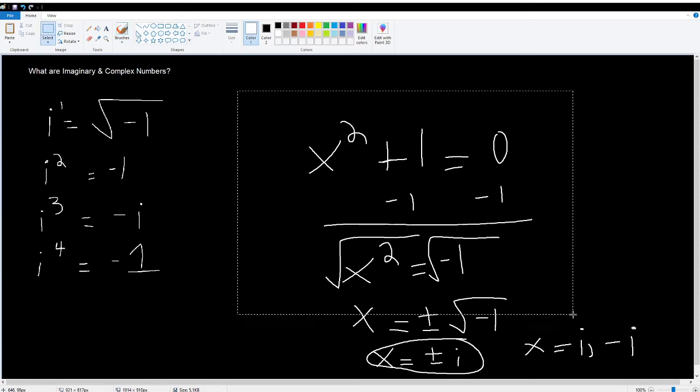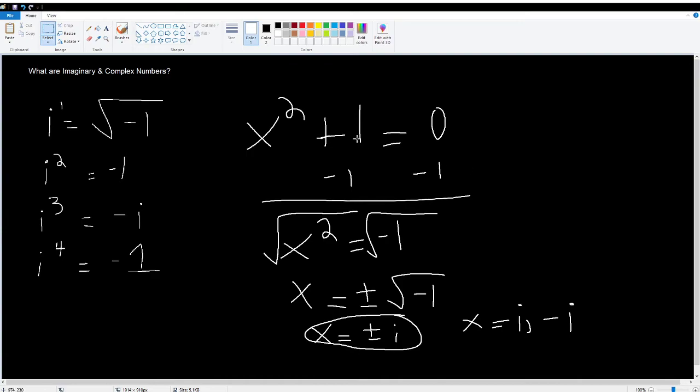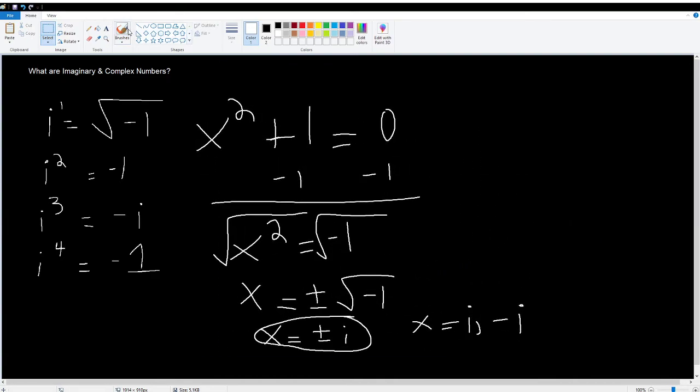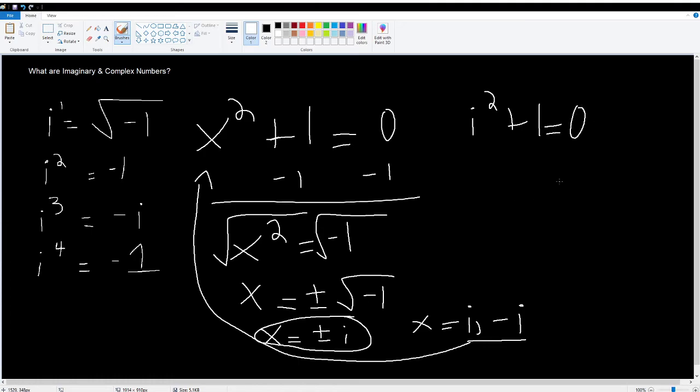So let's check that. You say x is equal to i or negative i. How do I know that's true? Well, I can plug these values back into the original problem. So let's check for i. This is basically saying i squared plus 1 is equal to 0. Remember what i squared is? It's negative 1. So I have negative 1 plus 1 is equal to 0. Yes, that is true. Negative 1 plus 1 is 0. Now let's check negative i.